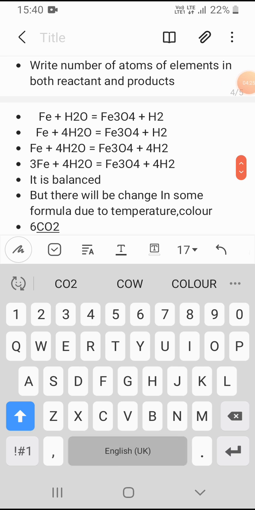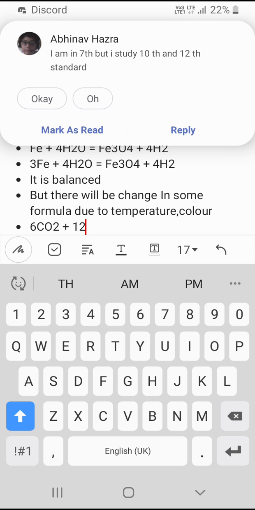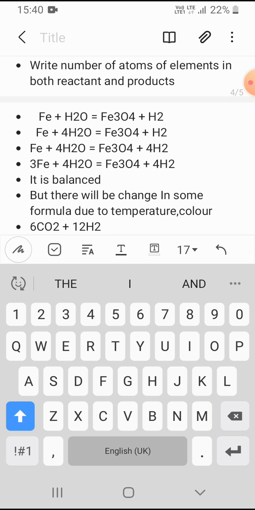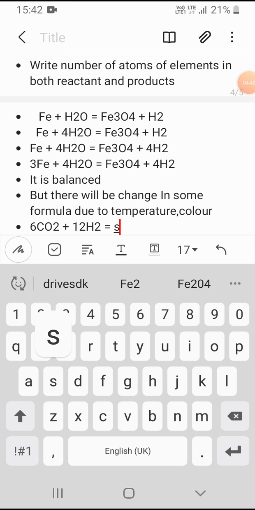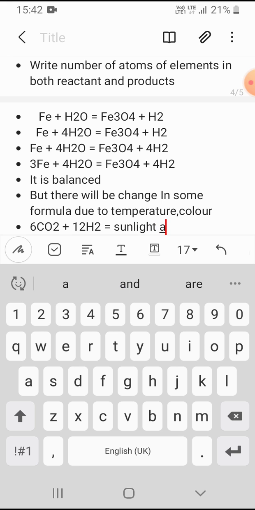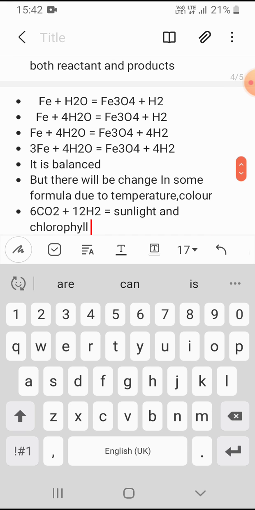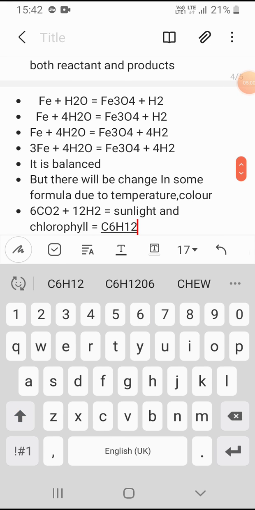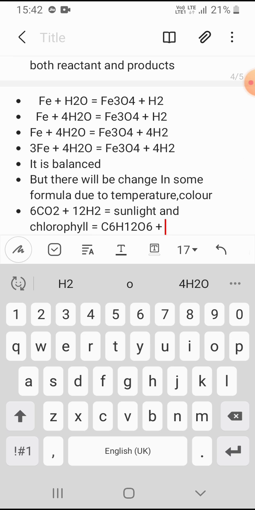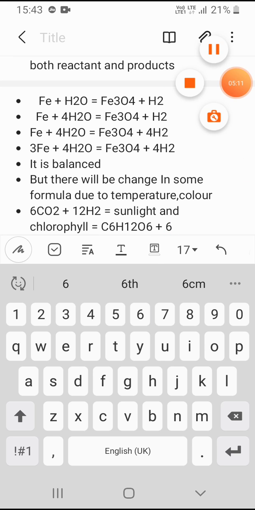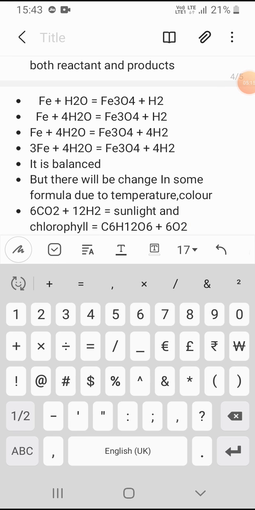6CO2 carbon dioxide plus 12H2O, is equal to, it reacts with sunlight, when sunlight and chlorophyll join to it, we get the formula C6H12O6, and plus we also get 6O2, and 6H2O.